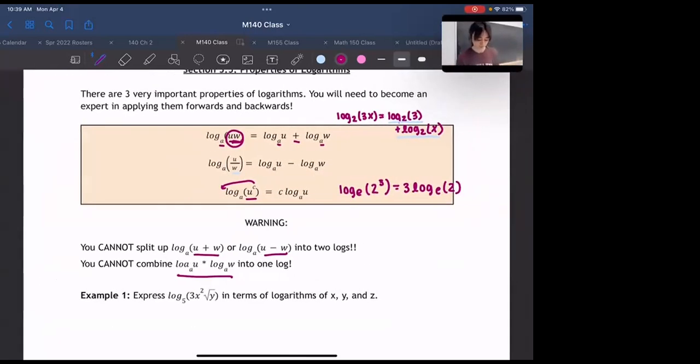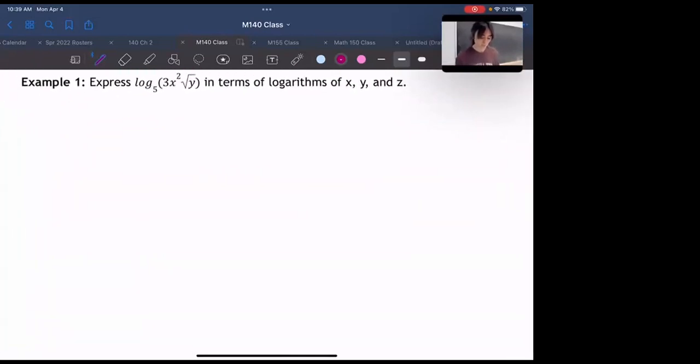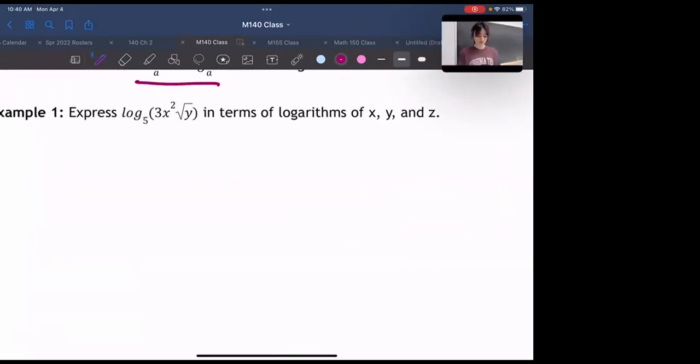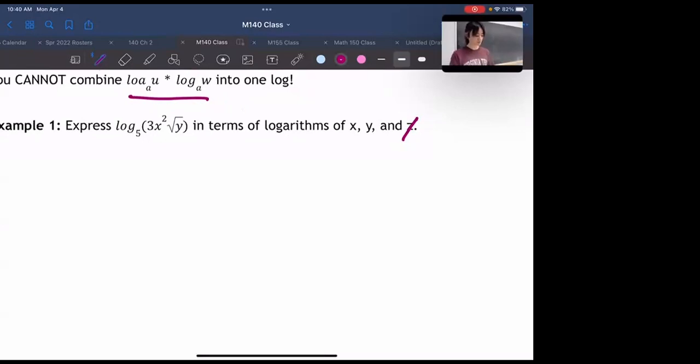Okay, let's do an example. If that's a little confusing, I think these examples will kind of lead you through how we do these, okay? This is asking us to express log base 5 of 3x squared square root of y in terms of logarithms that include x, y, and z, okay? Now, in this question, there's no z, so z doesn't really make sense here, but I think your homework has questions just like this.